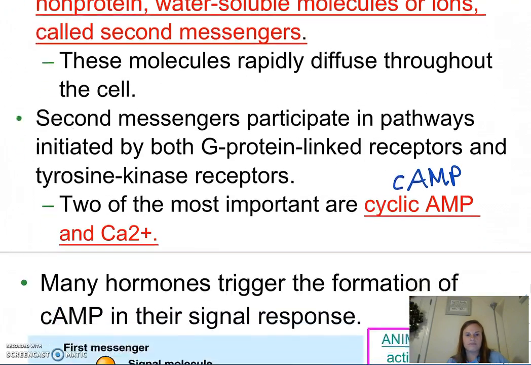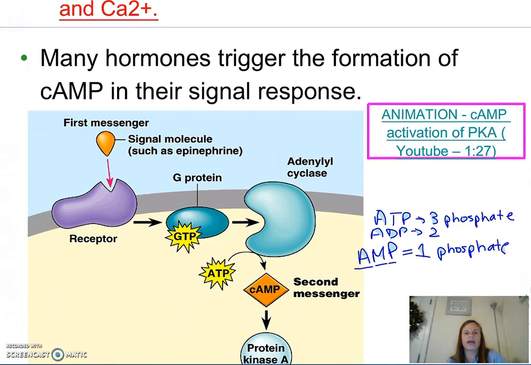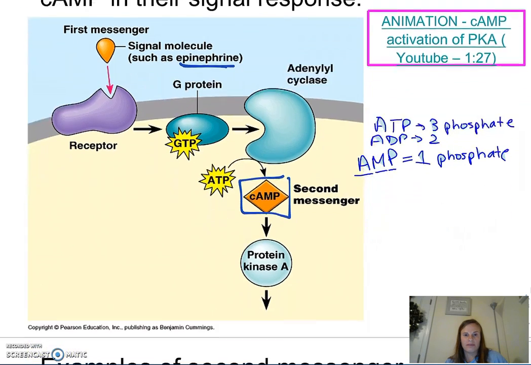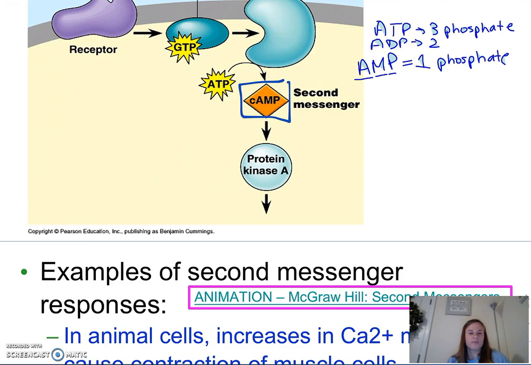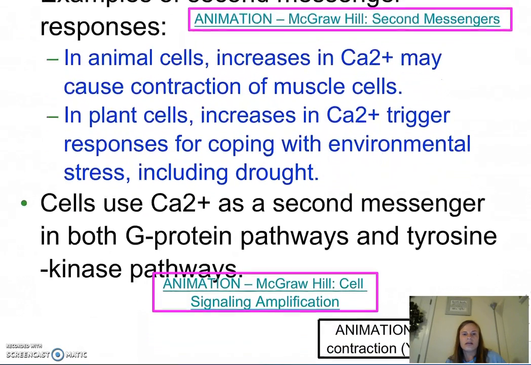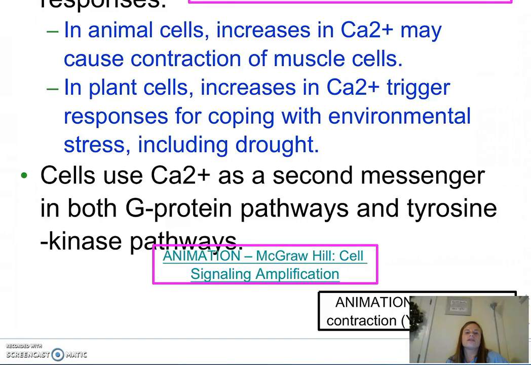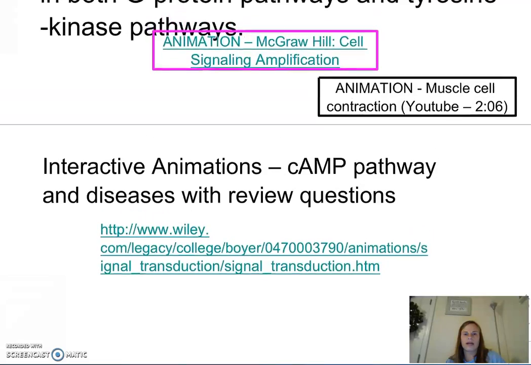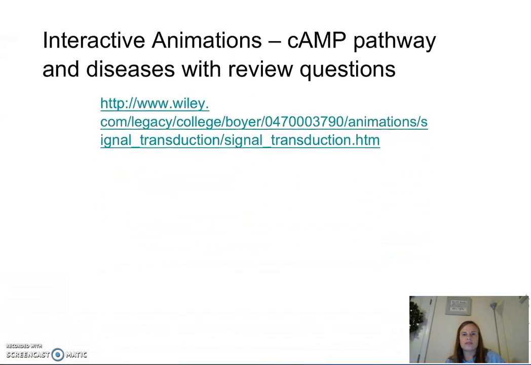Another one would be calcium, where many hormones trigger the formation of cAMP in their signal response. And as I said before, we looked at the example of epinephrine, which will trigger the formation of cAMP as a second messenger within their signal response. Other examples of second messenger responses include increases in calcium that might cause contraction of muscle cells. In plant cells, calcium trigger responses enable them to cope with environmental changes. So this calcium as a second messenger is also present in both G protein pathways and tyrosine kinase pathways. These are some great animations that show you those cAMP pathways.